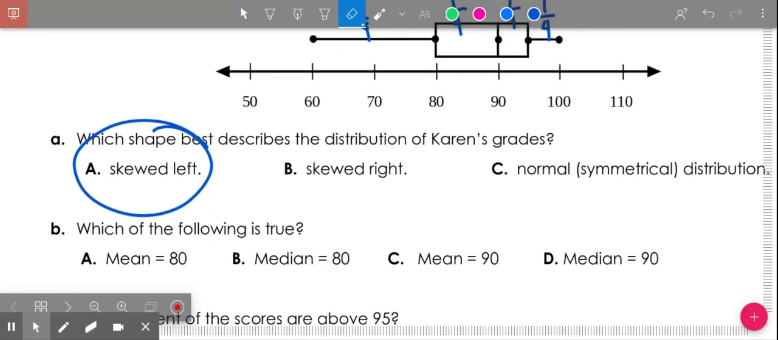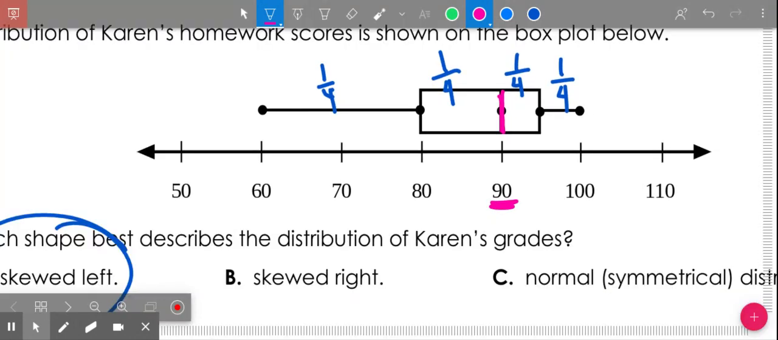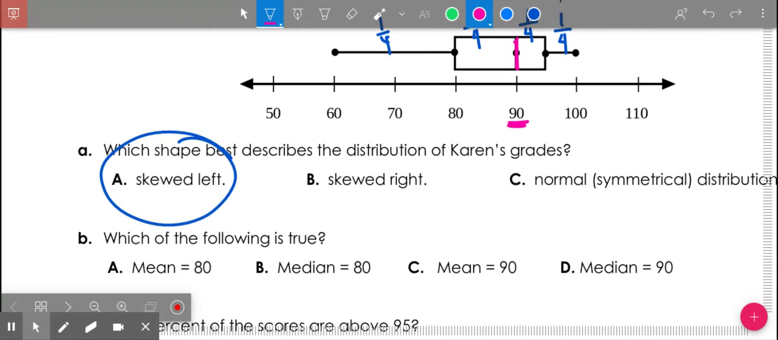All right, next, which of these is true? Well, I know that if we're talking about the median, it is this right here, and I can see that that's at 90. What they're trying to trick you into doing is saying that it's at 80 because it looks like that might be in the middle, but we know that that's not right. So it would have to be that the median is 90. They're also trying to get you to pick the mean because you forgot your vocab, but you're not going to forget your vocab. You're going to remember.